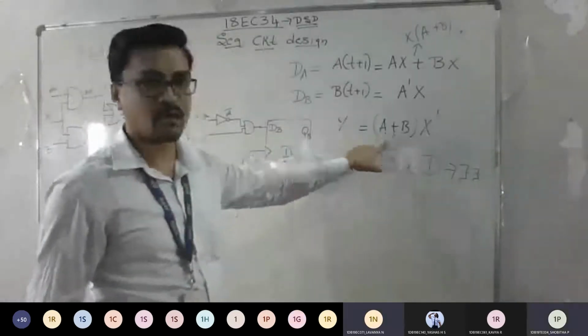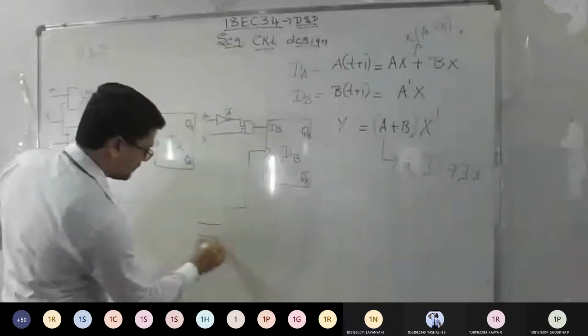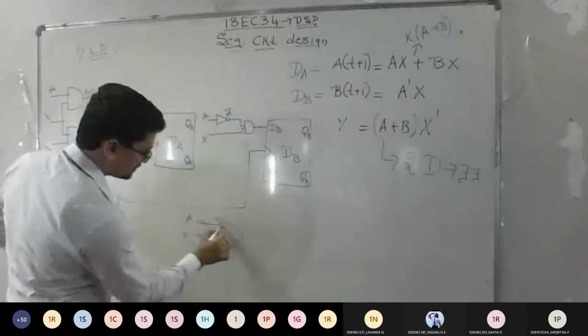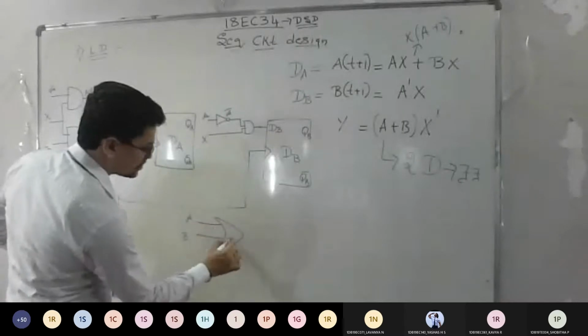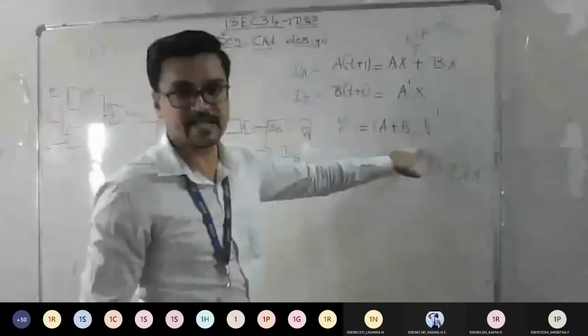OR gate. Good. So you can connect here A and B to one OR gate. With this combination I am going to get A plus B. And it says X bar.